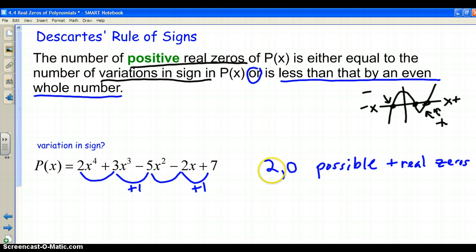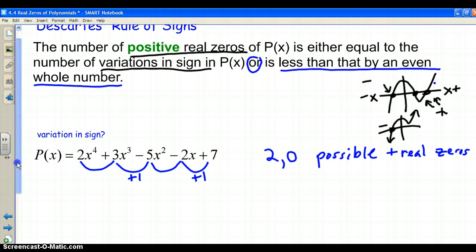There are either 2, maybe the graph looks something like this, positive real zeros, or maybe the graph kind of looks like this, and it doesn't cross the positive x-axis at all. Maybe it has a negative real zero right here, but no positive real zero. So that's the other possibility, 2 or 0 possible real zeros.